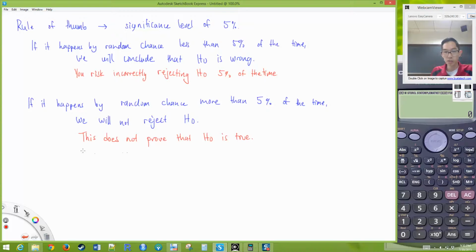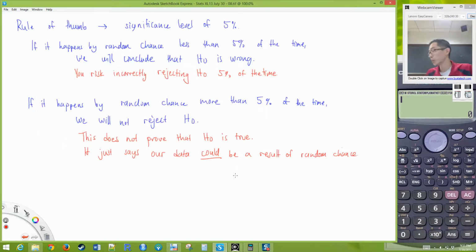It just says our data could be a result of random chance. Maybe it is a result of random chance, maybe it's not. But we don't have enough data for us to conclusively say that it's not a result of random chance.